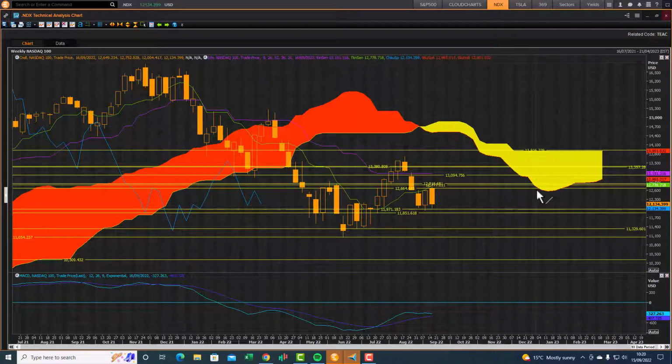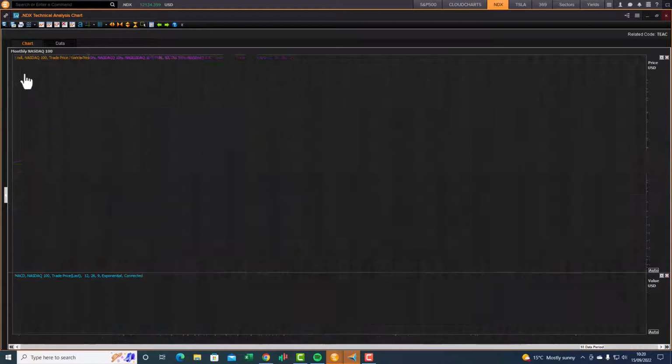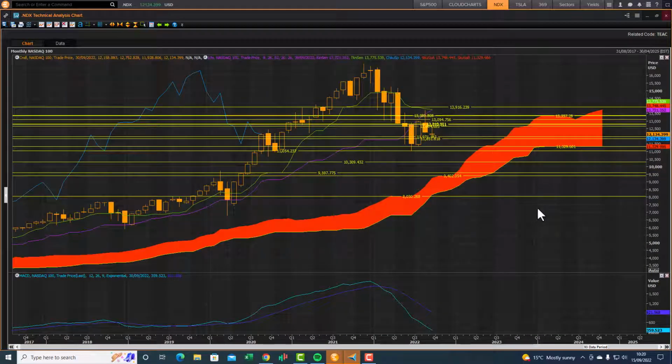The major resistance level to the upside is this 13,916. And that's the top end cloud chart resistance, as well as this level there, which we can project across at 14.7. So if we get a nice little relief rally into the year end, it will have to get through these key resistance levels. Turning to the monthly, where we have a really big picture perspective, you can see the two trading ranges.